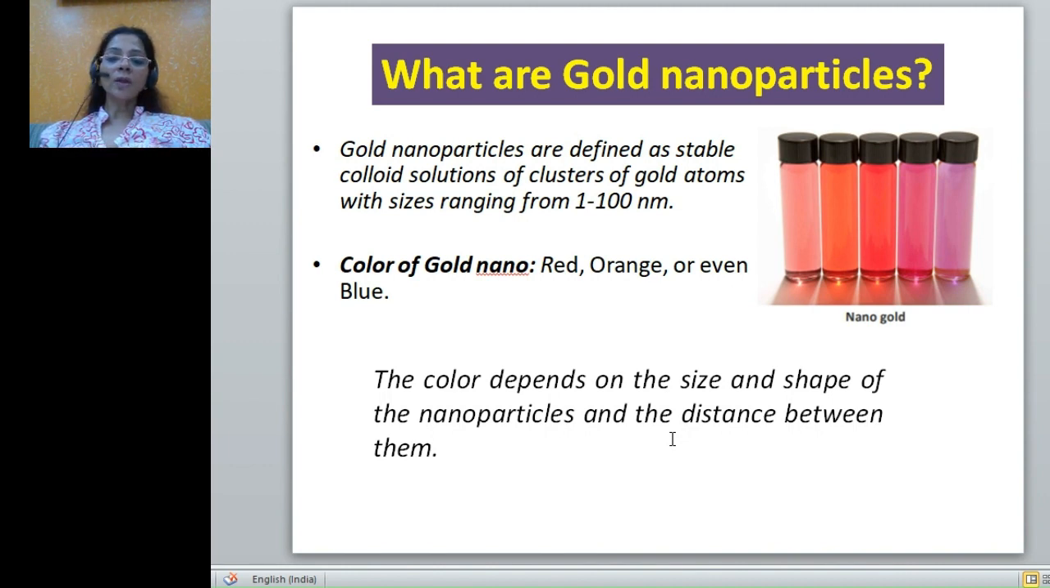Like these gold nanoparticles, they are forming the cluster solution of different size. We are talking in the range of 1 to 100 nanometers. So depending on the size of the clusters, you will be getting different solutions of these gold nanoparticles. Similarly, when we talk about the shape of the nanoparticles, these nanoparticles could be spherical in shape, they can be rod like. So depending on the size and shape of the nanoparticles, and of course the distance between them, we will be getting different solutions of the nanoparticle.